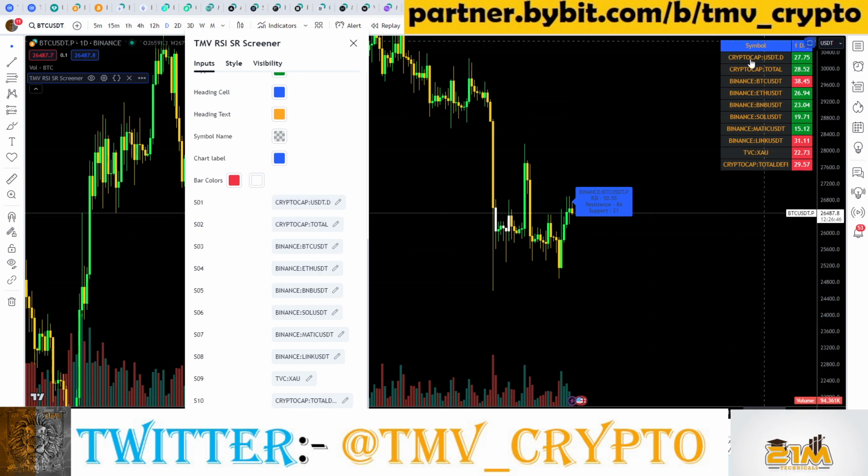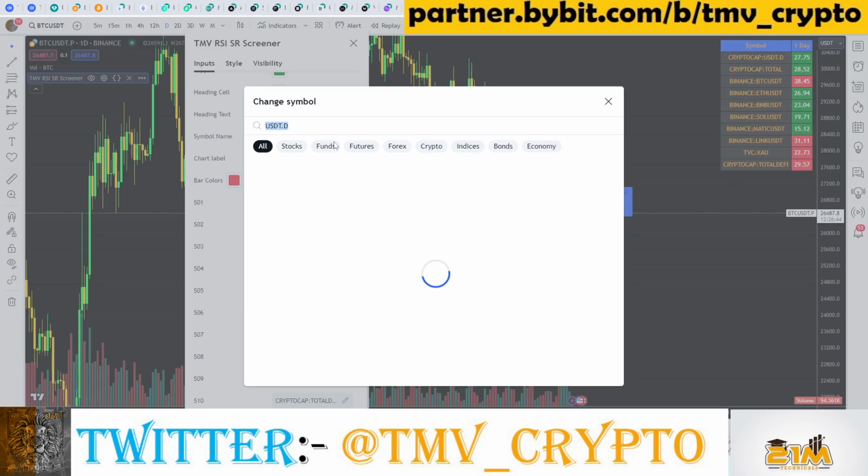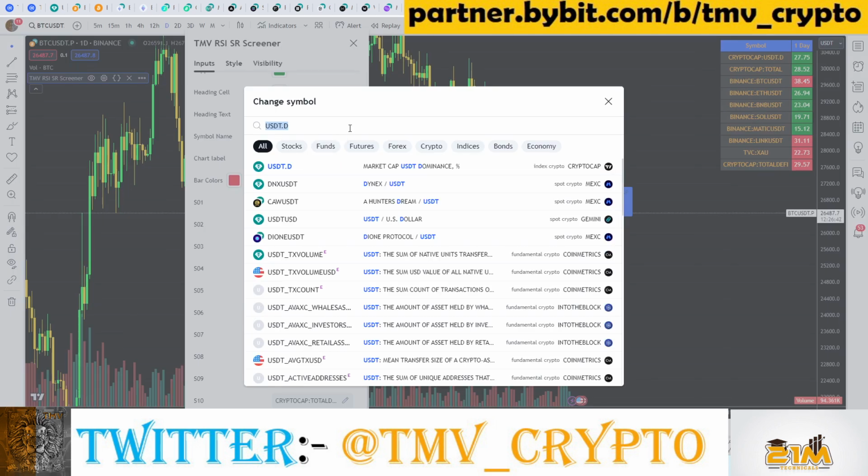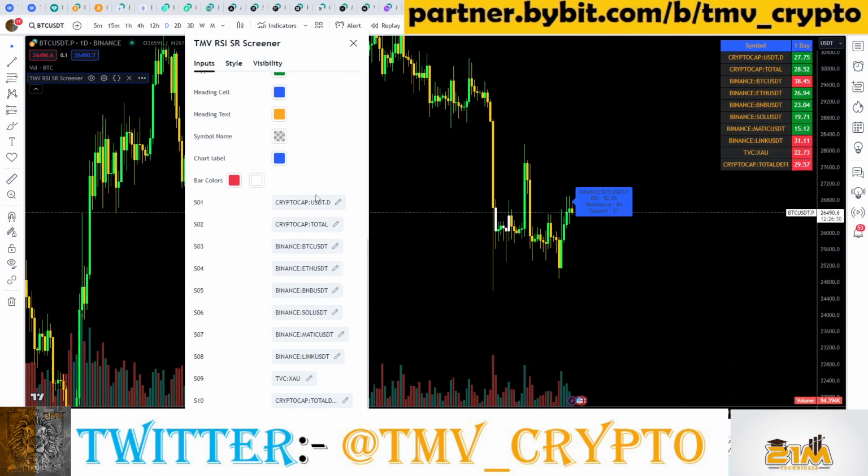Now there are 10 charts, symbols you can add. You can change them as well. If you would like to have forex pairs instead of USD dominance, you can have it. If you would like to have anything else, you can keep it. It all depends, okay? This is where you can change according to your needs. So this is what we have.